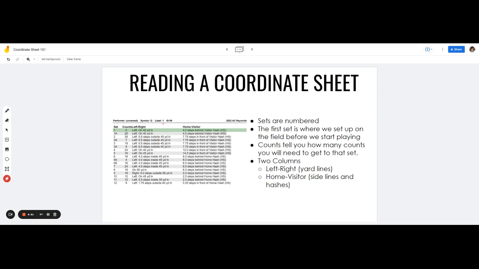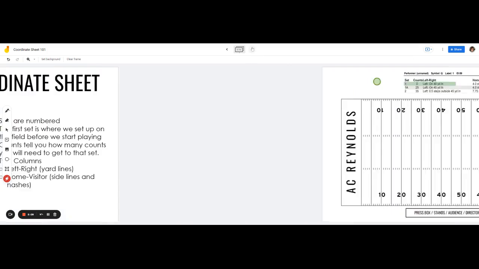There are two columns on your coordinate sheet: the left and right column, and the home and visitor column. Left and right means end zone to end zone, going left and right on the football field. And home and visitor is front and back. This is going to tell you about your hashes and your sidelines, and which side you need to go towards.